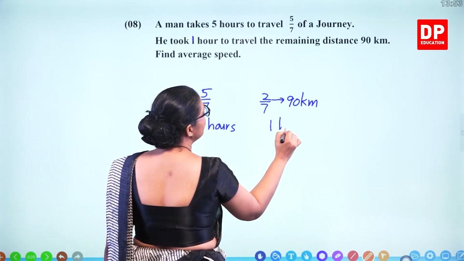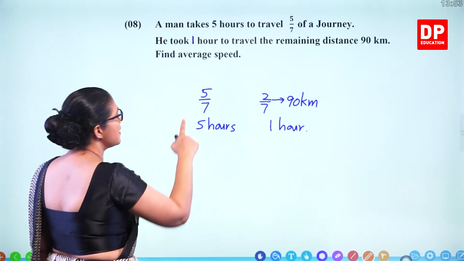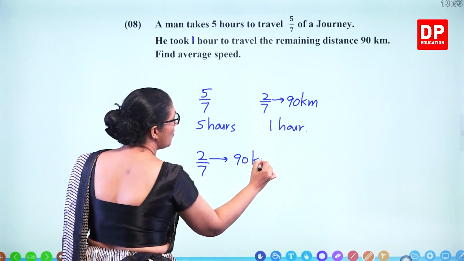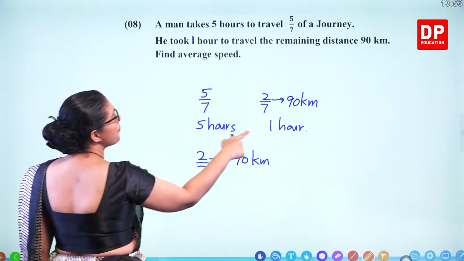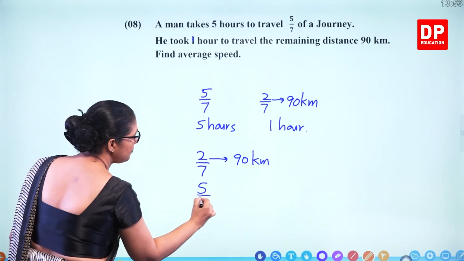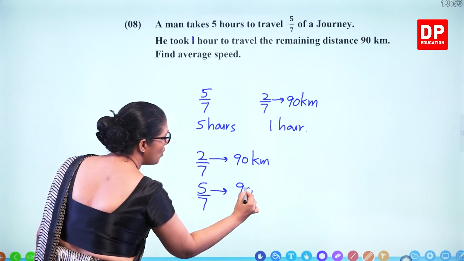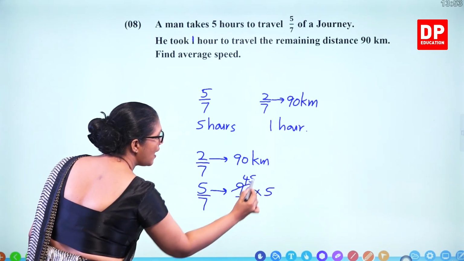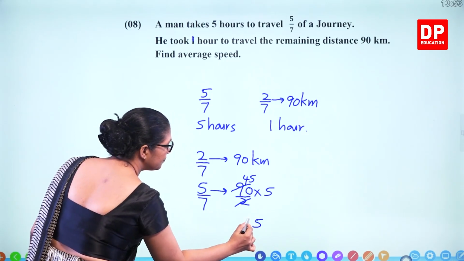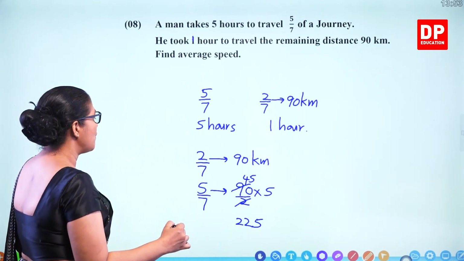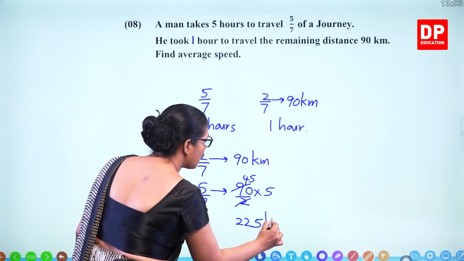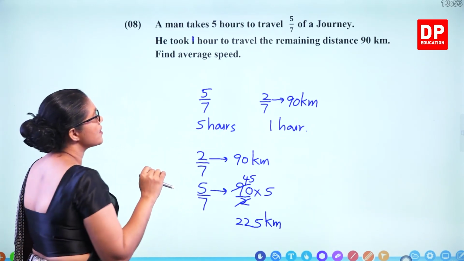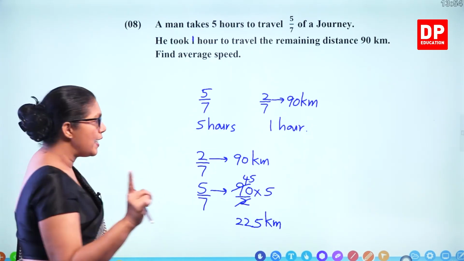So 2 sevens means 90 kilometers given. That's he took 1 hour. So you can find out the distance here. 2 sevens means 90 kilometers. So you need 5 sevens. So divide by 2 and multiply by 5. So 2 times 45. 45 times 5. 225. So that's 225 kilometers traveled within 5 hours.